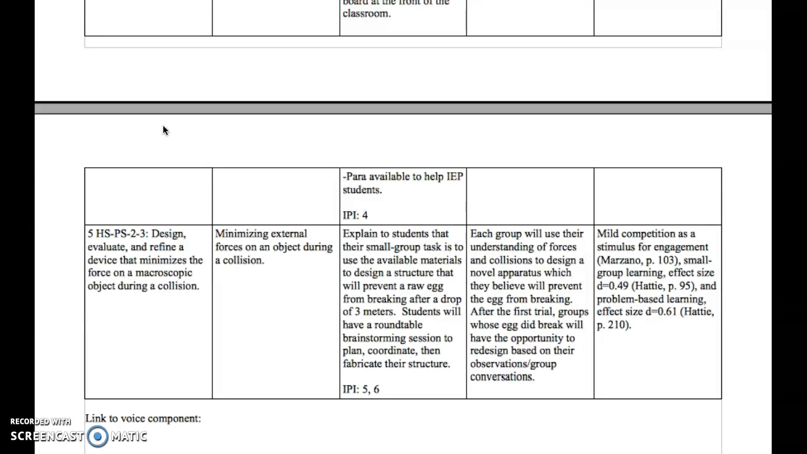And then I'll break them up into groups. They'll have a little round table brainstorming session to plan and coordinate and build their structure. And then we'll do experimental tests. And if any group's eggs break, then we'll talk about why we thought that happened. I'll let them go back and redesign.